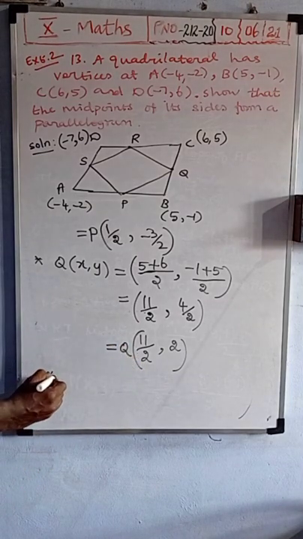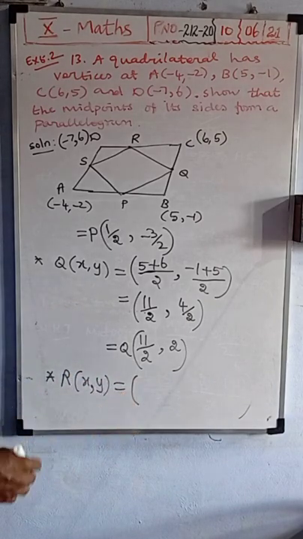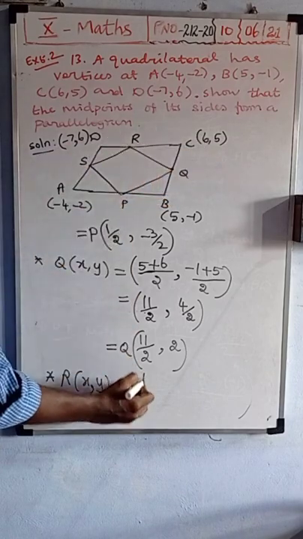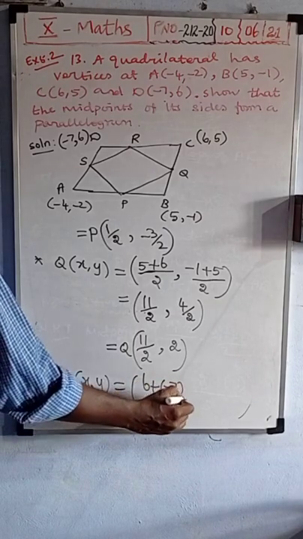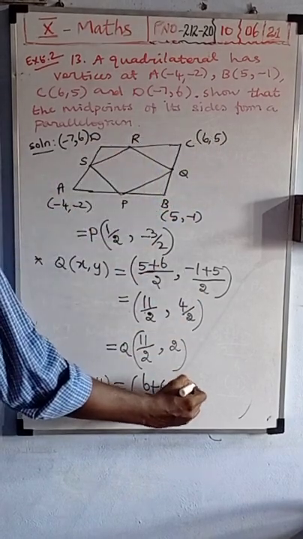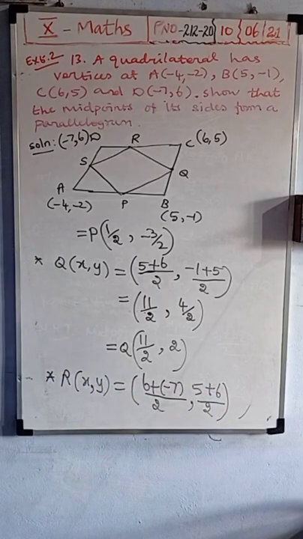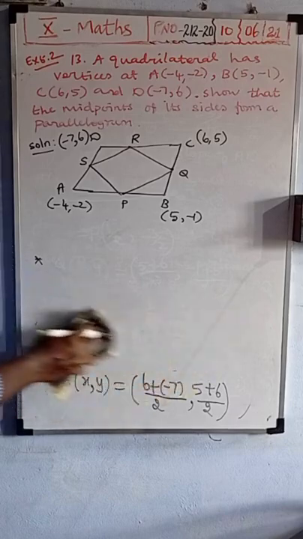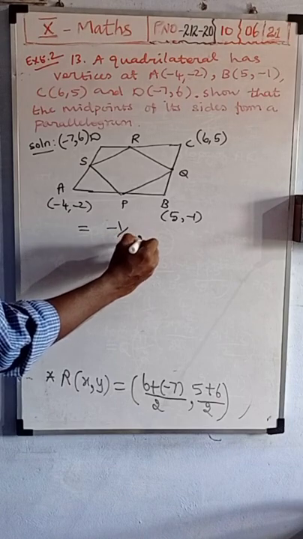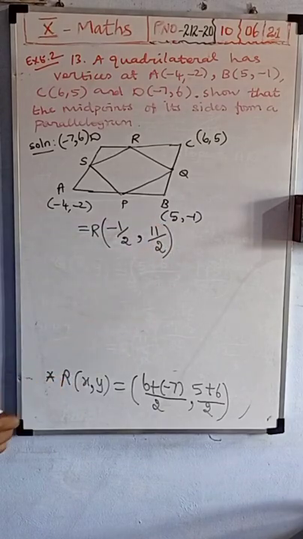Okay, next midpoint we want to find is R. R of x comma y. CD midpoint is R. That means (6 + -7) by 2, comma (5 + 6) by 2. Now simplify: 6 minus 7 means minus 1 by 2, and 6 plus 5 is 11 by 2. This is the point of R. We cannot simplify further, so write the R point.